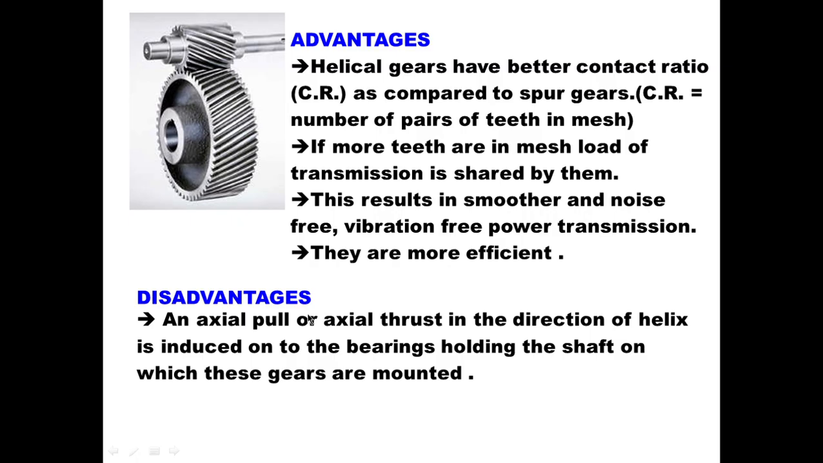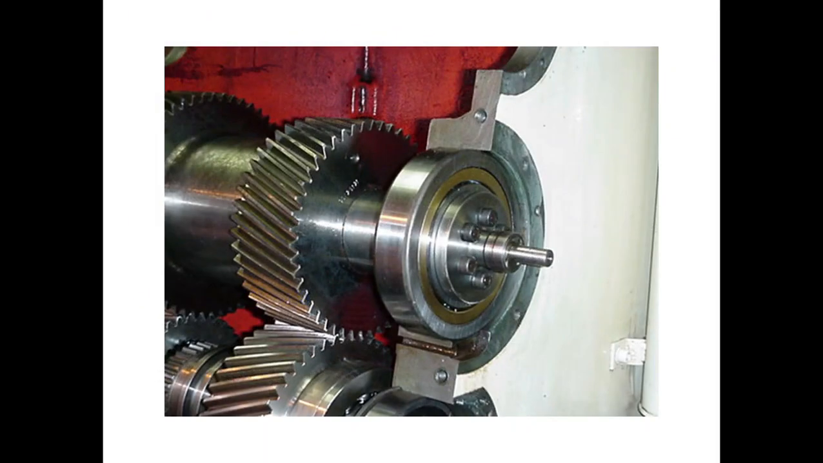Now what is the disadvantage? An axial pull or axial thrust in the direction of the helix is induced onto the bearings holding the shaft on which these gears are mounted. So there is an axial thrust, which is not good for it. So we can see it here.